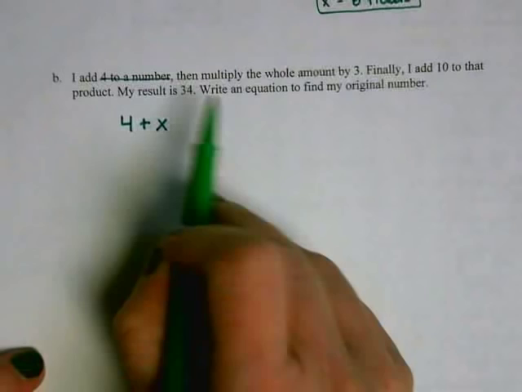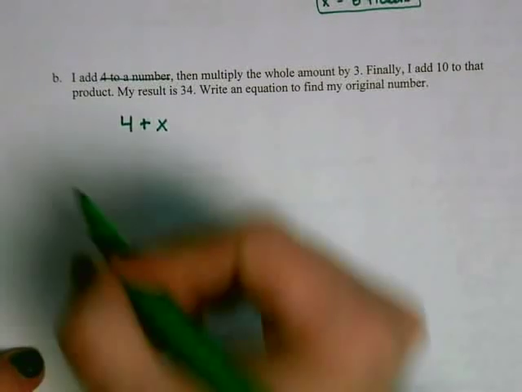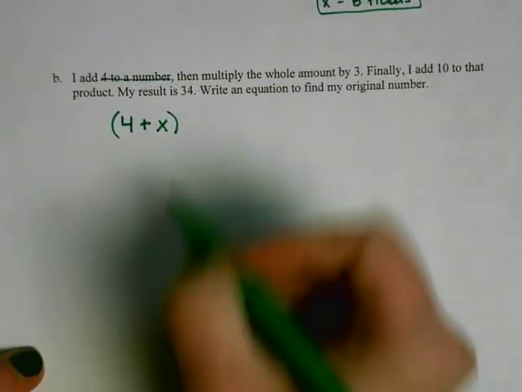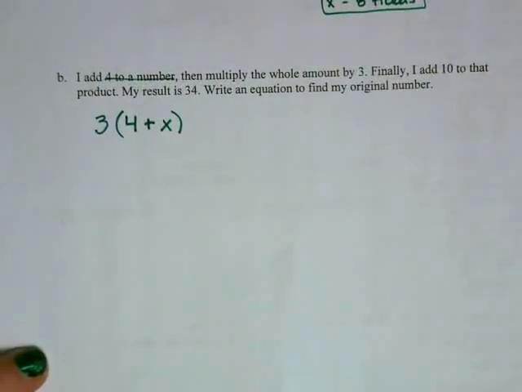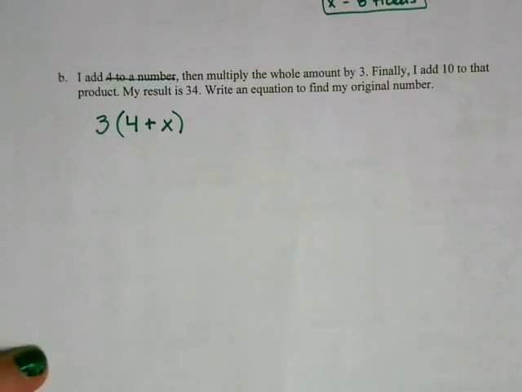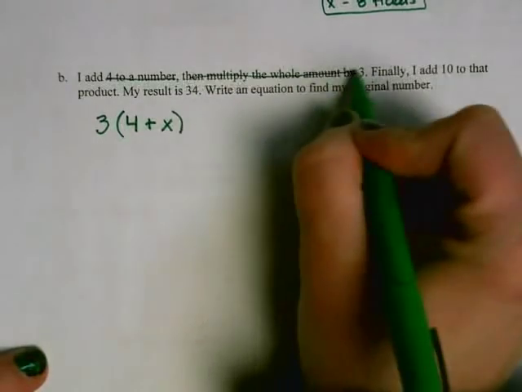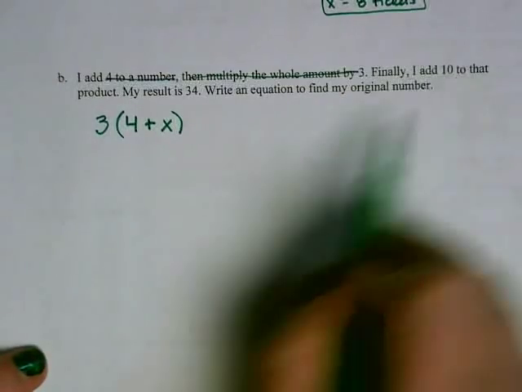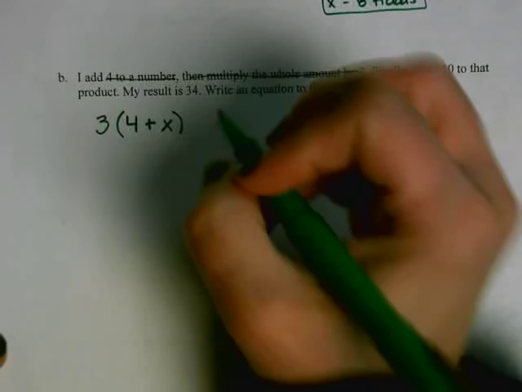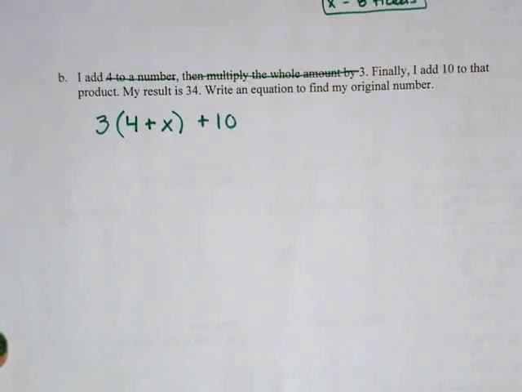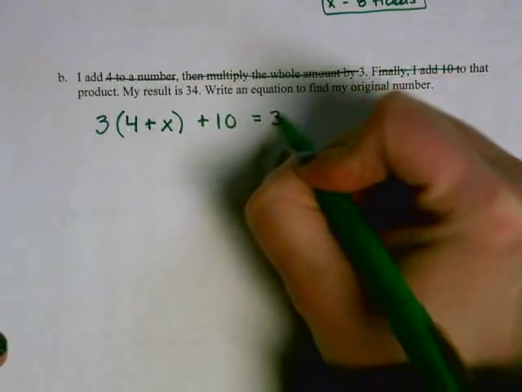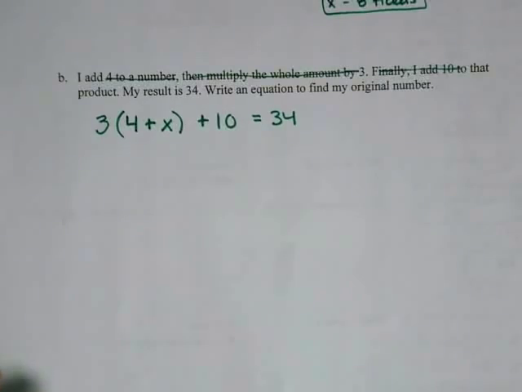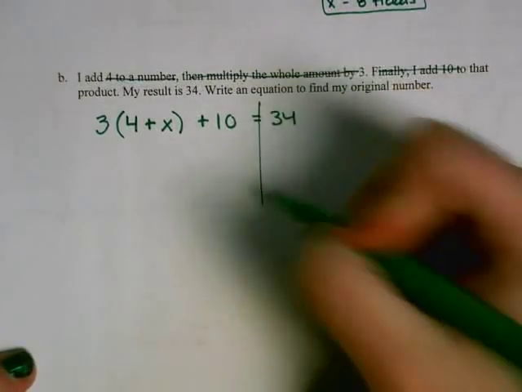Got that. Then I multiply the whole amount by 3. That whole amount, if I want to multiply it by 3, I'd have to put parentheses around it to show it's the whole thing. And multiplying by 3, I could put a times 3 at the end, or I'm also going to do a 3 times at the beginning, because I suspect that's going to help me in simplifying this later on. So I multiplied the whole thing by 3. Finally, I add 10 to that. So I take all of that and add 10 to it. So I can stick a plus 10 on the end there. And I got my adding 10. My result is 34, so it equals 34. There's my equation.